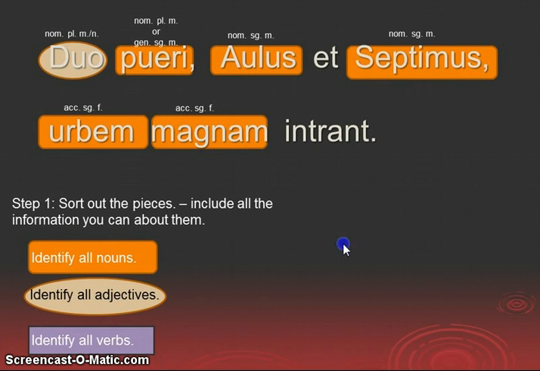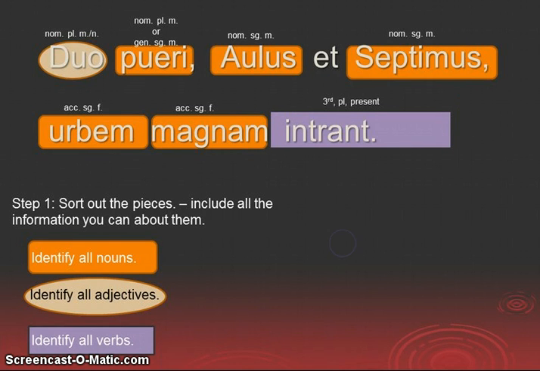Then let's look for the verb. And the verb is usually at the end of the sentence, and that's the case in this sentence. And the verb, because it ends in nt, we know is third person plural. So it means we have to have either a nominative plural noun as the subject, or we must have a compound subject to do the action of the verb. And any remaining words, and there is one, and that would be et, which is a conjunction.